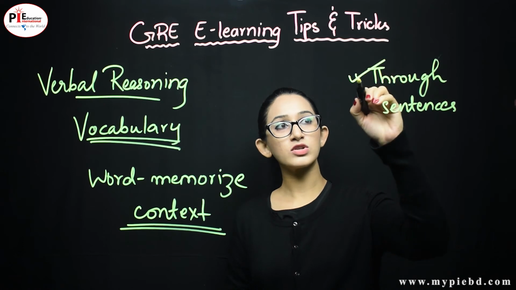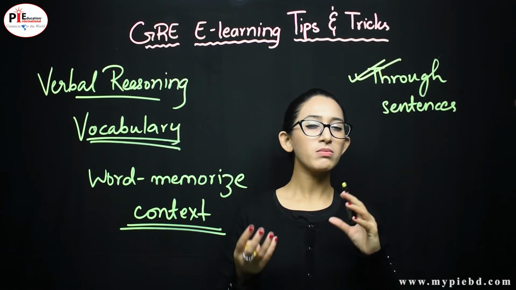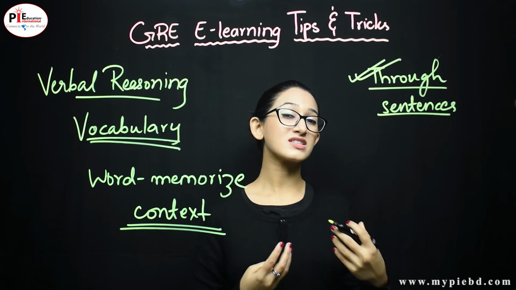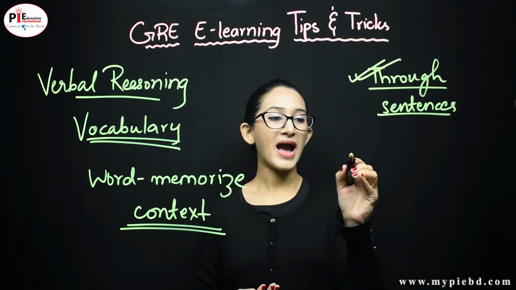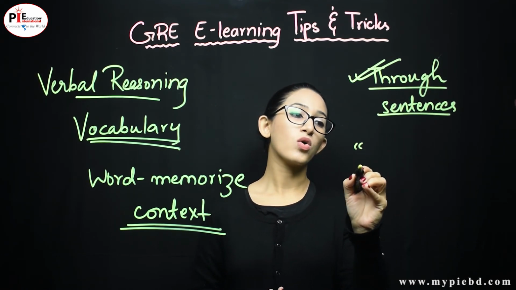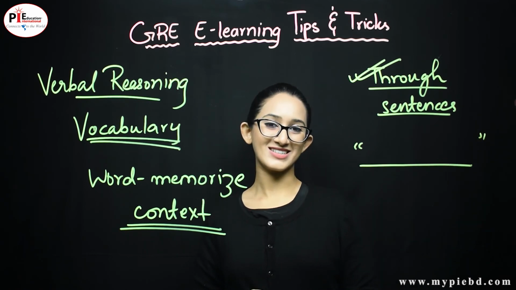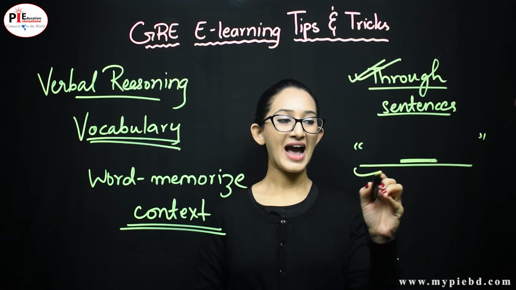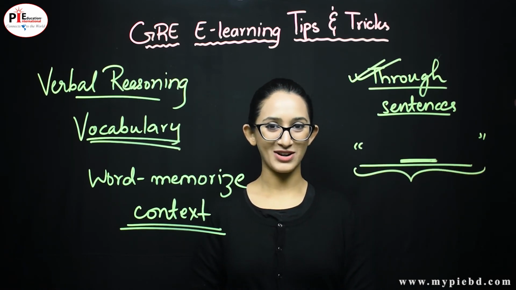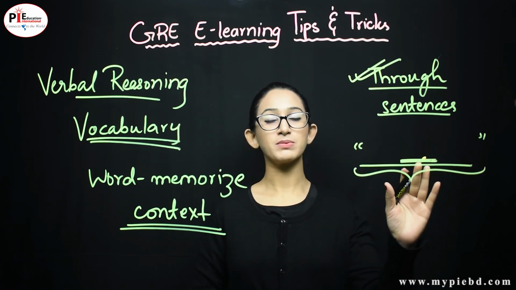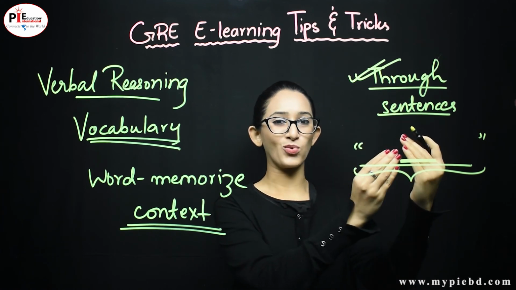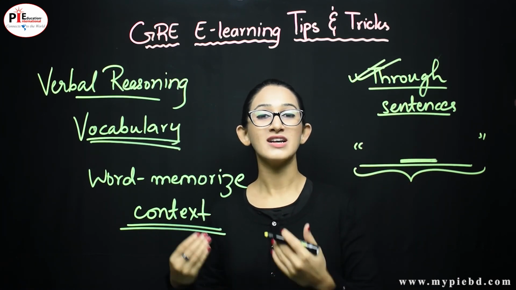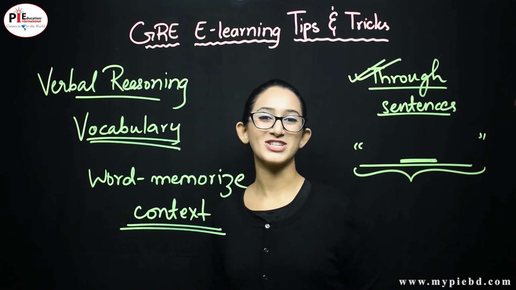So another way in which you could do this, which probably is a little bit more practical, is to make sure that when you are studying the meaning of a word, you actually study the word through an entire sentence. So make sure that the word is part of a sentence and you remember that particular sentence. This will help you attach the meaning of the word to the way it is used in a sentence, and it'll help you recall the meaning when you see it in your GRE exam.